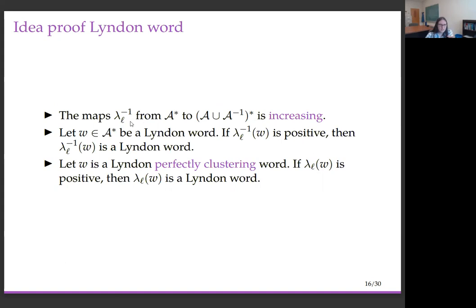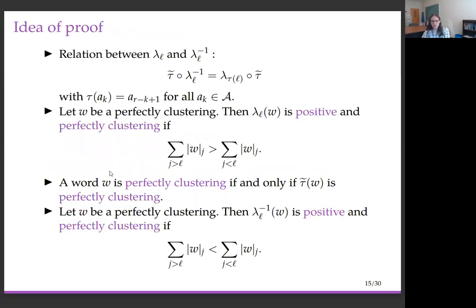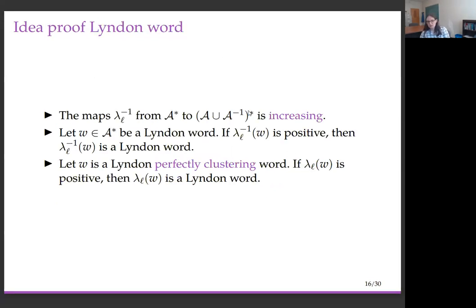So you really need to take the inverse of lambda and show it on that. And after, you can take any Lyndon word on A star and show that if its image is positive, then it will be a Lyndon word. So we don't even need the fact that it's perfectly clustered. And to show that if lambda L of the value is positive, then it is a Lyndon word, we will take a perfectly clustering word, and we will use the relationship at the top here to show that you also get a Lyndon word.